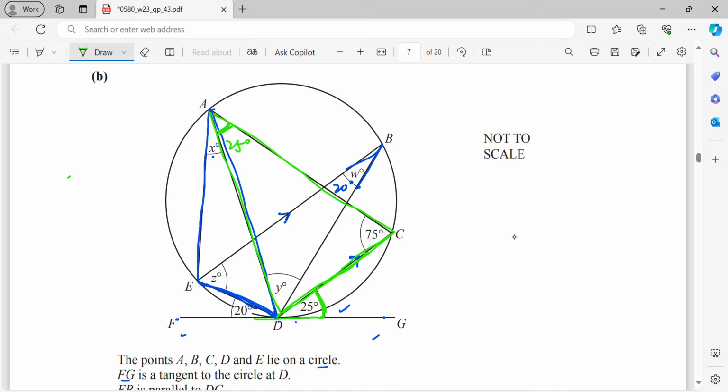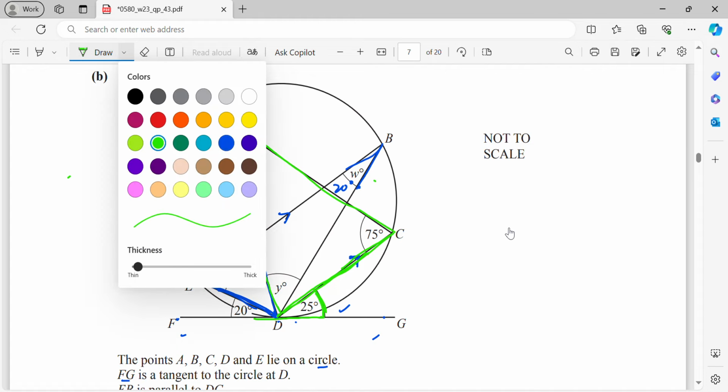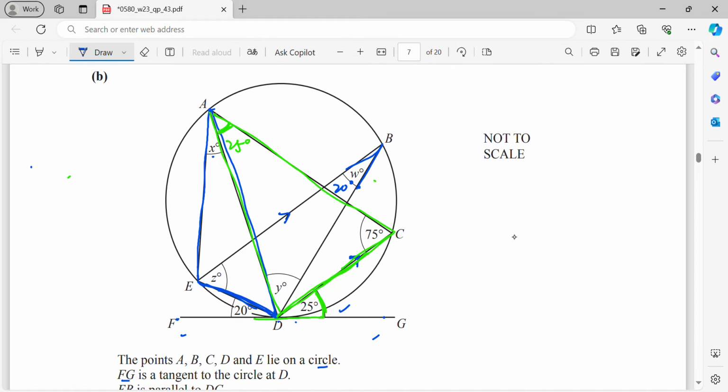Right. Now, this is 25. So we have found the W, we have found the X. X is also 25, because the X is the same as the W. Right. Now, next step is I need to find the Y.